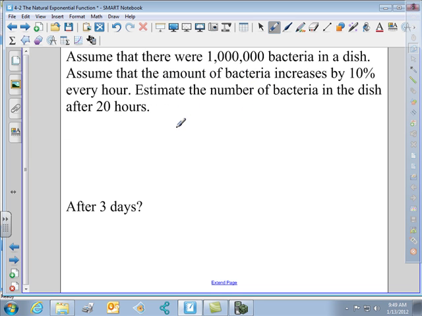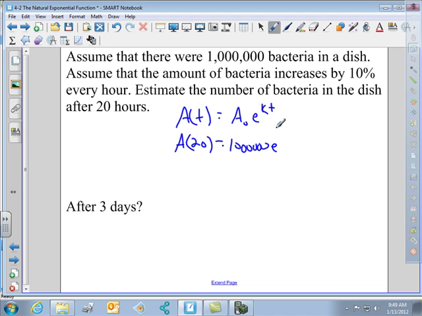So let me write this again. We had A of t equals A sub 0 e to the kt power. What we've got here is it says assume that there were 1 million bacteria in a dish. Assume that the amount of bacteria increases by 10% every hour. Estimate the number of bacteria in the dish after 20 hours. So we're going to find A of 20, where A sub 0 is 1 million.